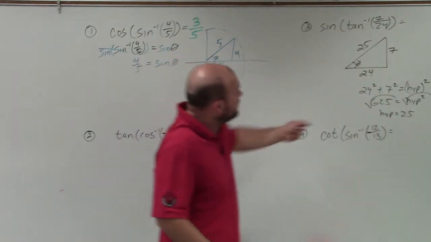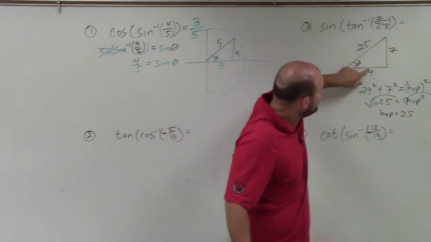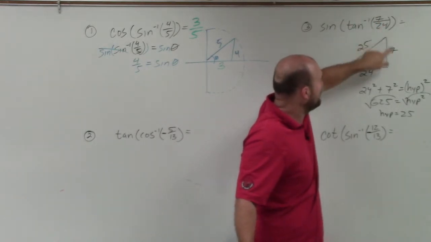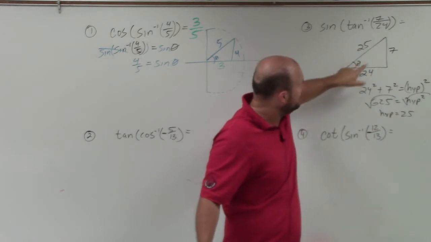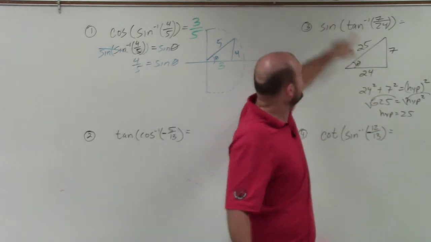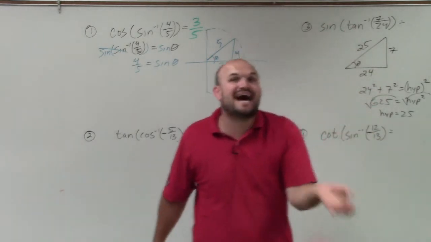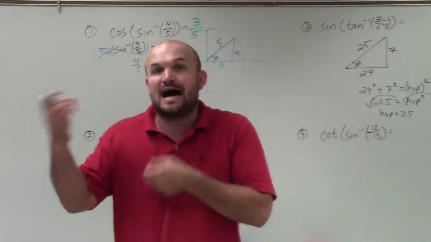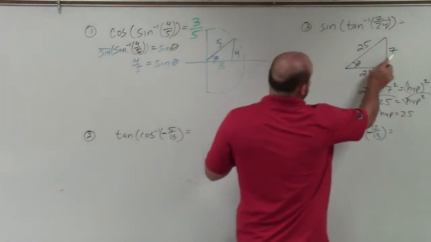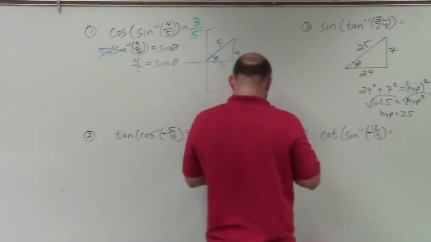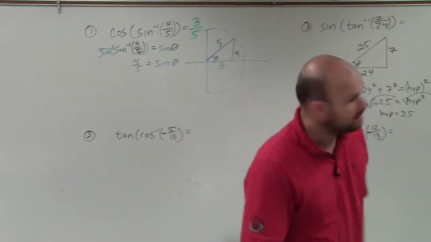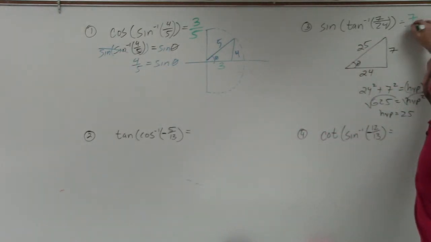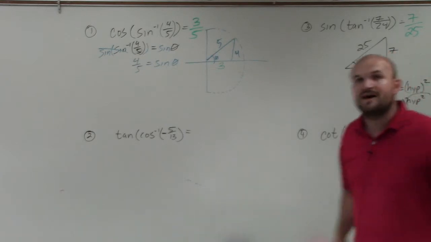OK, so now we know that the inverse tangent of 7 over 24 produced a triangle with theta. Then we found our remaining side because we need to figure out sine. Sine of theta, which this represents here, is opposite over hypotenuse. So we have opposite over hypotenuse, which is 7 over 25.